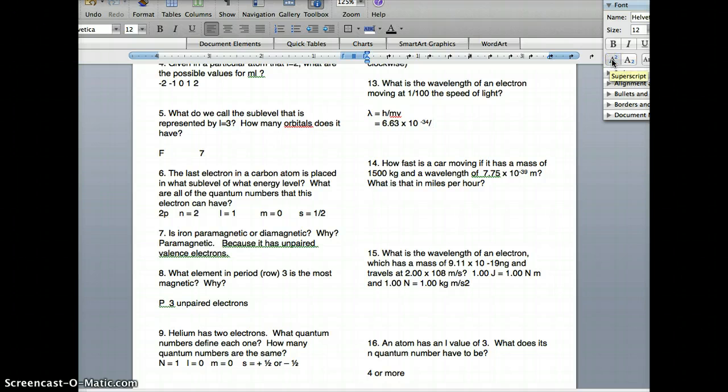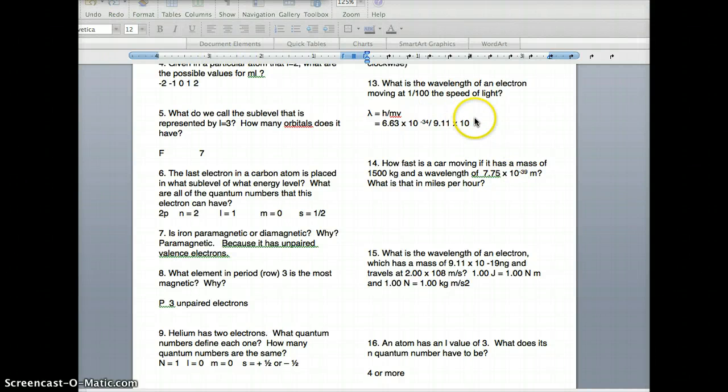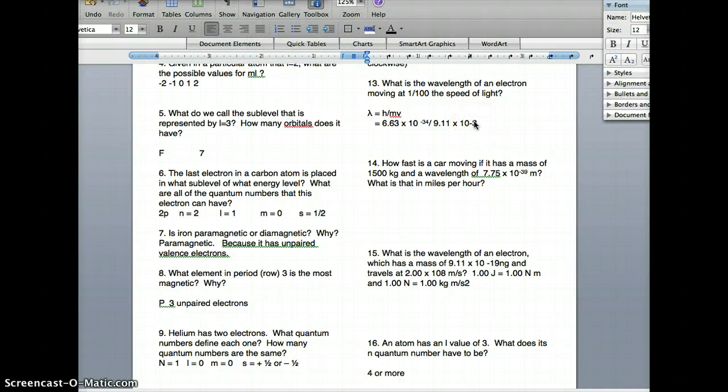the mass of the car, or excuse me, mass of the electron, which I think is 9.11 times 10 to the negative 31st kilograms. And that would be multiplied. Don't forget that you need to put parentheses on the bottom.